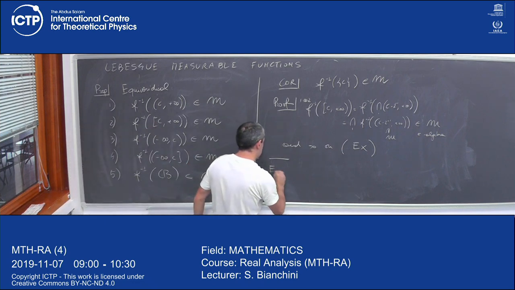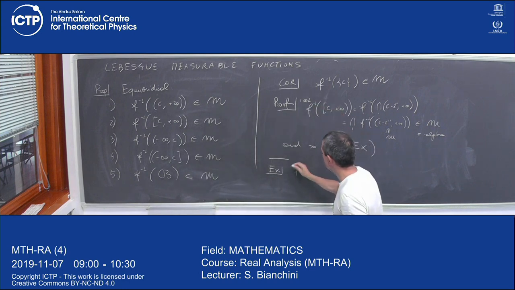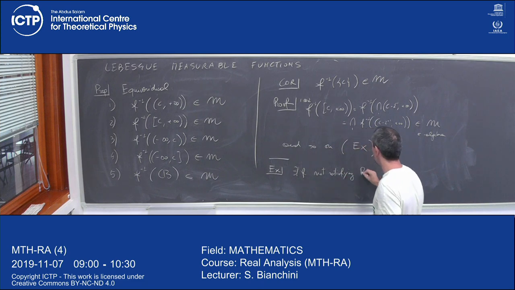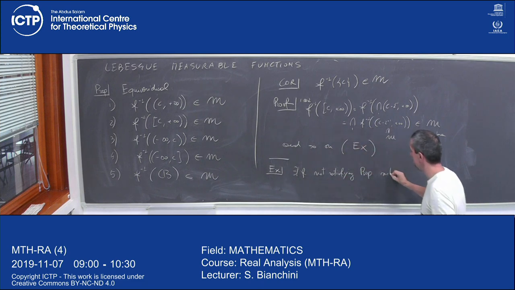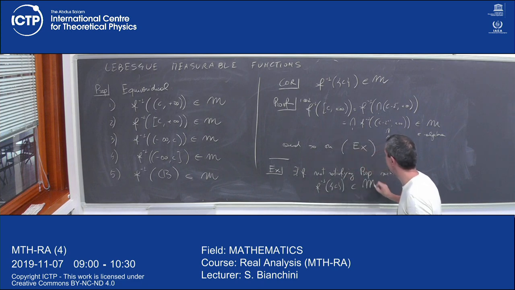And now exercise. Exist F not satisfying the proposition such that F to the minus 1 of C is measurable. So the corollary is in the corollary, it's not inside the proposition. How to build this F minus 1?